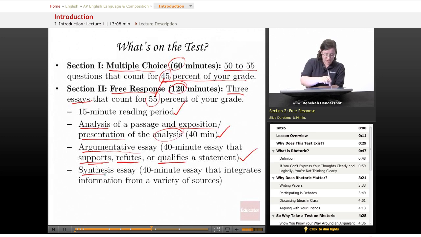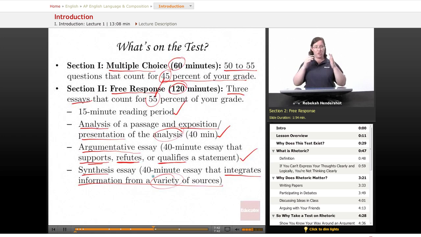Finally, you'll have a synthesis essay. That's your other 40 minutes, and that will require you to integrate information from a variety of sources. Notice variety. You'll have a set of passages, some of them will be short quotes, some of them will be longer, and you'll also have at least one image in most cases. They'll take different points of view on an issue, and you will have to draw many or all of those sources together to draw some conclusions.